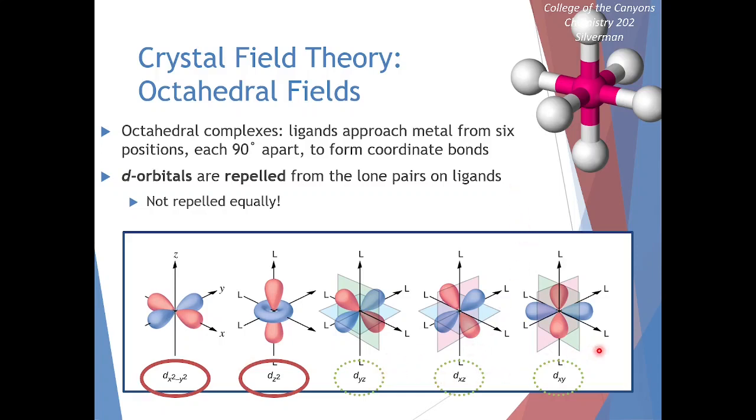The other 3 orbitals are in between the axes. They are going to dodge our ligands a little bit, but not completely. There's going to still be some repulsion between our ligands and these other 3 d orbitals. Not as much repulsion, but there is going to be some repulsion for these 3 orbitals.